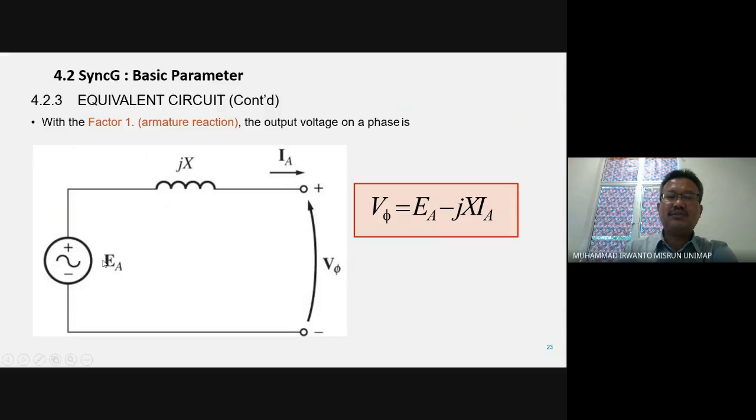Or if you want to write it, EA is equal to IA JX plus the phase voltage. Meaning the internal generated voltage EA is equal to JXIA plus the phase voltage here.